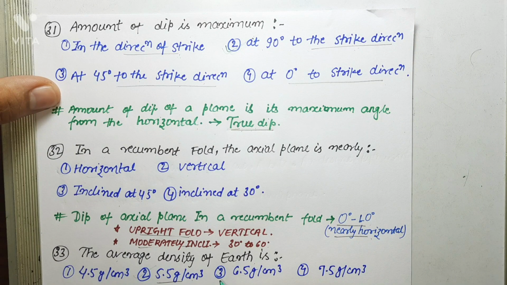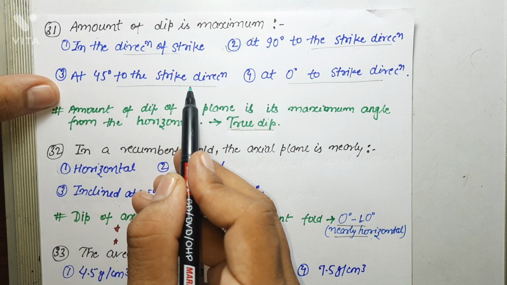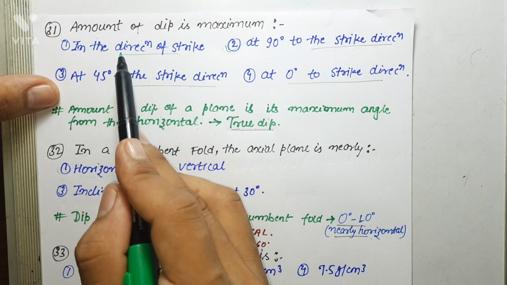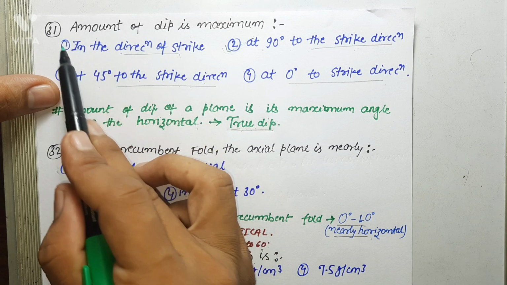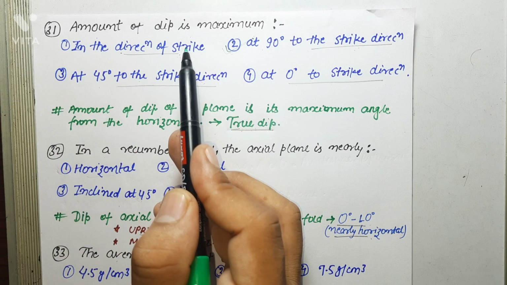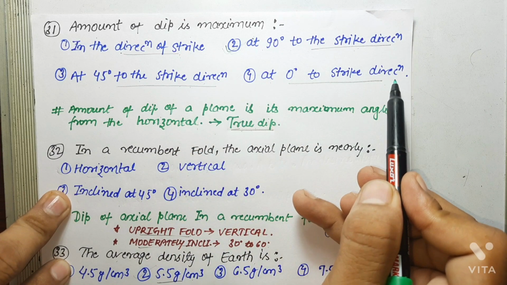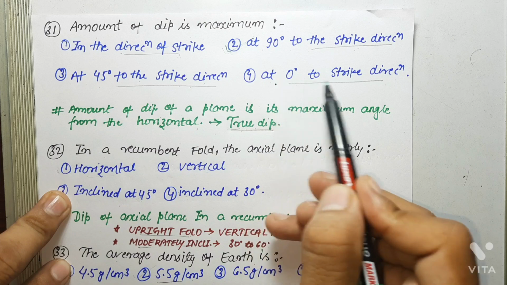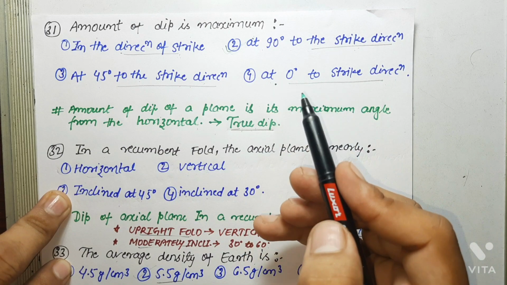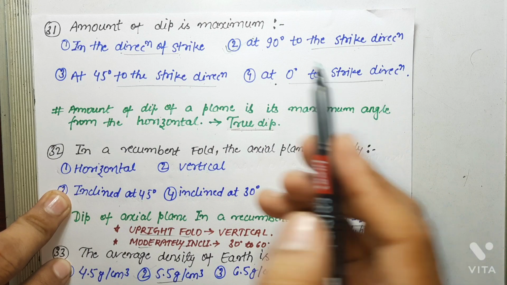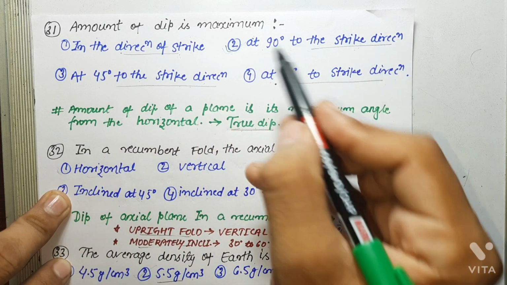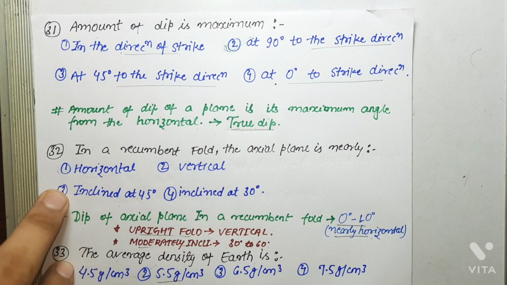The dip measured other than perpendicular to the strike direction is known as apparent dip, and it is never more than true dip. So at 45 degree to the strike direction, the dip is apparent dip. If the dip is measured parallel to the strike direction, at 0 degree, then it is 0, that is minimum. So amount of dip is maximum at 90 degree to the strike direction. The correct answer is option 2.